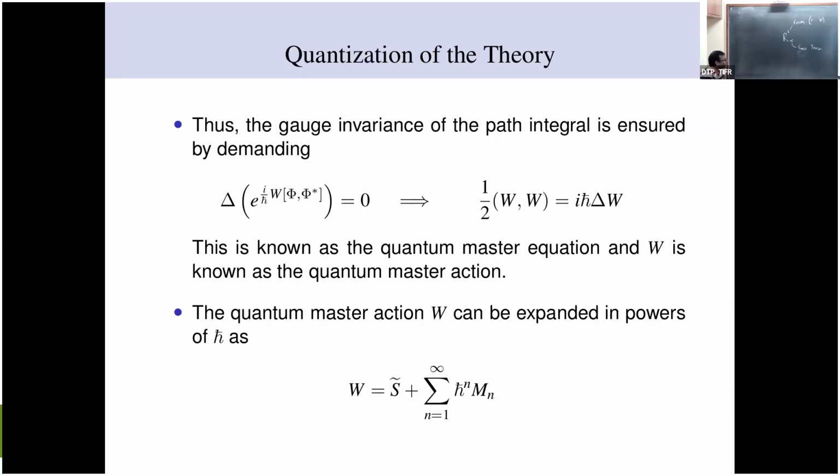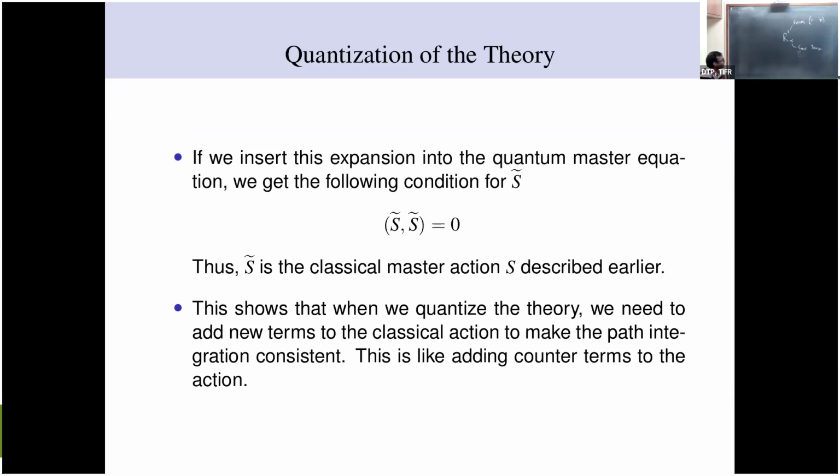So this quantum master action W can be expanded in powers of h bar. W you can write as S tilde plus h bar to the power n. Let's see what S tilde is. If you insert this expansion into the quantum master equation, then you can show that S tilde must satisfy, if you set the order h bar to the power 0 term to 0, each term proportional to a particular power of h bar must be 0.